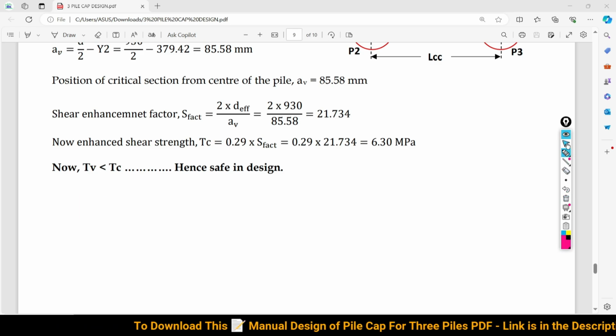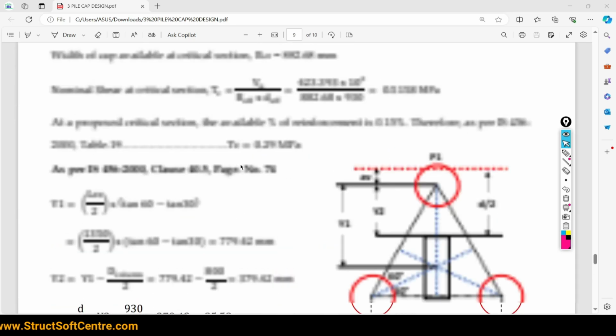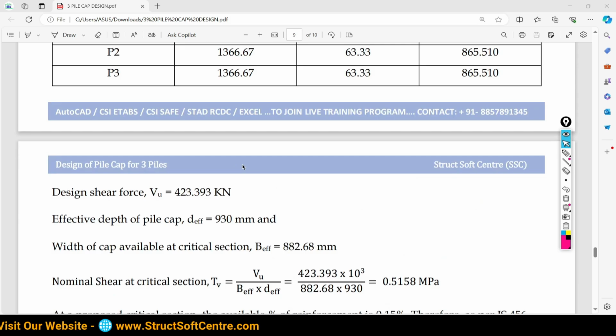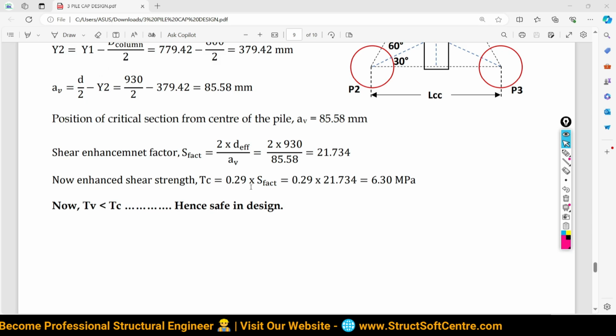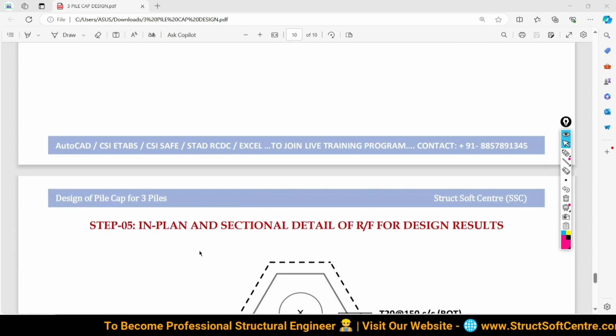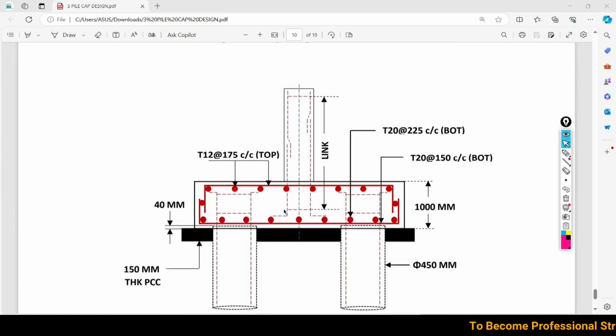So finally, we have completed the design for the pile cap for 3 piles along with calculating and providing the reinforcement along the parallel direction as well as perpendicular direction at bottom and top, as well as we have successfully completed the one-way shear check and punching shear check. So with all of this calculation and results, now finally we are going to prepare the design details, the reinforcement details as in plan as well as in sectional elevation.